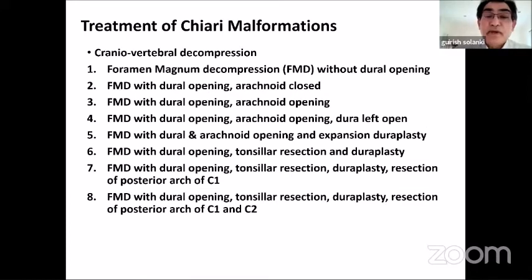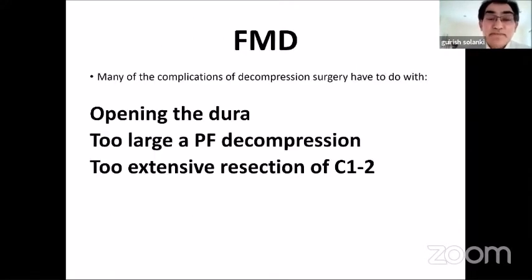And the craniovertebral decompression can be done in a number of ways, either by opening the dura and the arachnoid, opening the dura with arachnoid and then leaving the dura open, or doing an expansion duroplasty, or going further and doing a tonsillar resection with the duroplasty, or then taking the posterior C1, posterior C2. So it's on and on. There are 10 different ways of doing this.